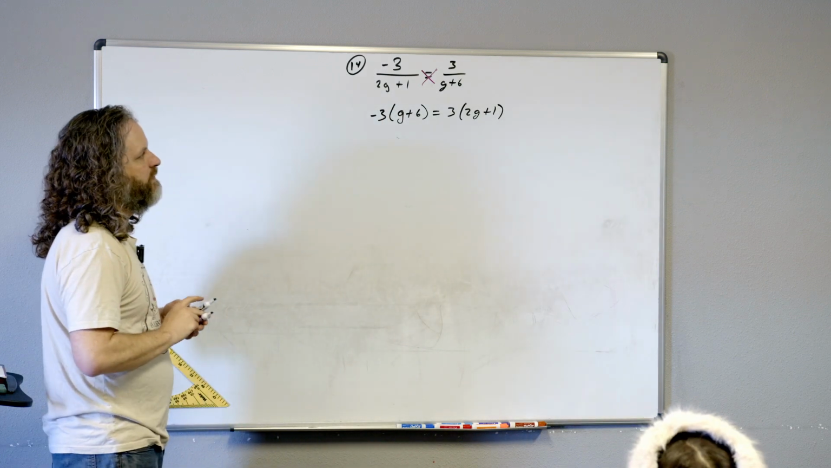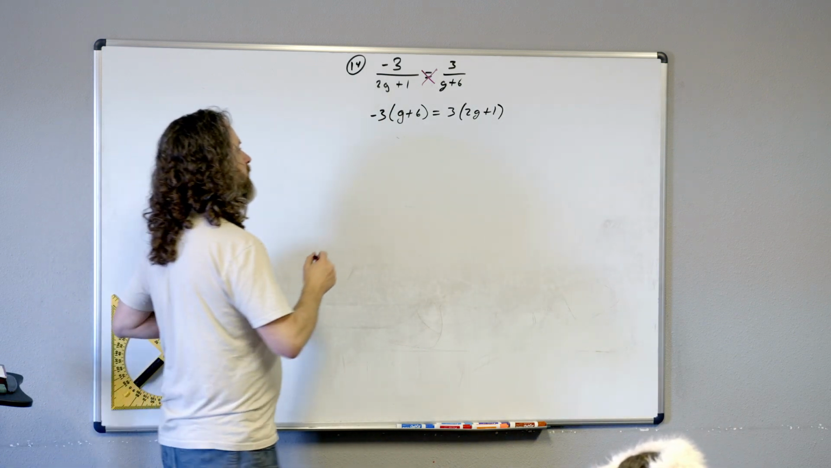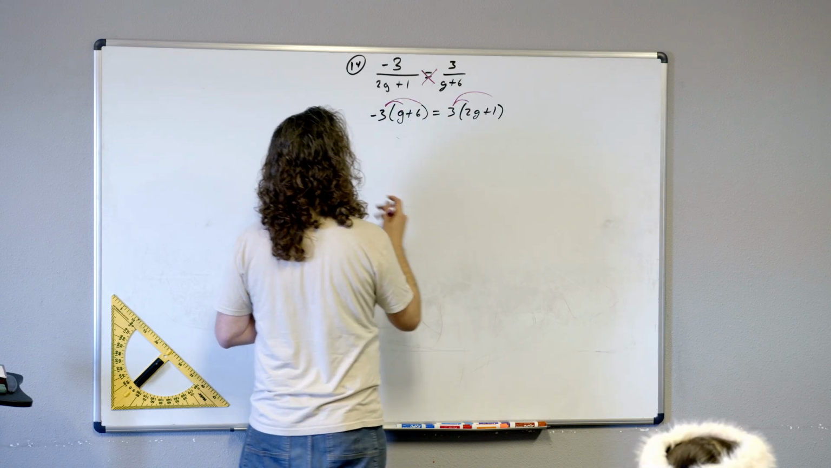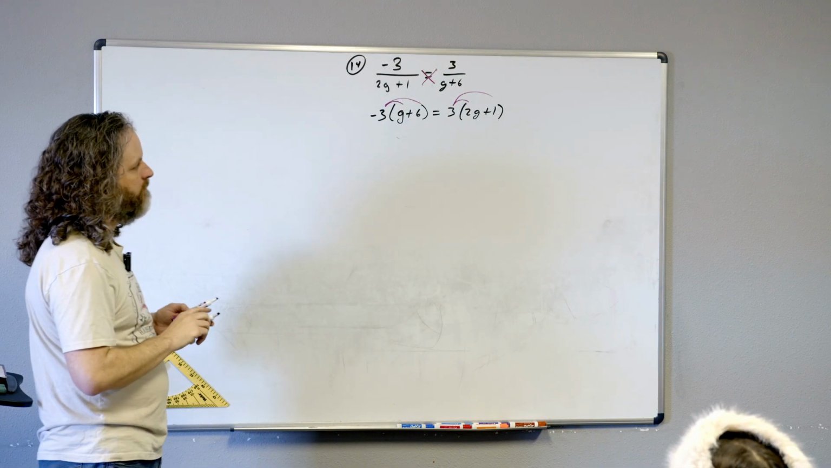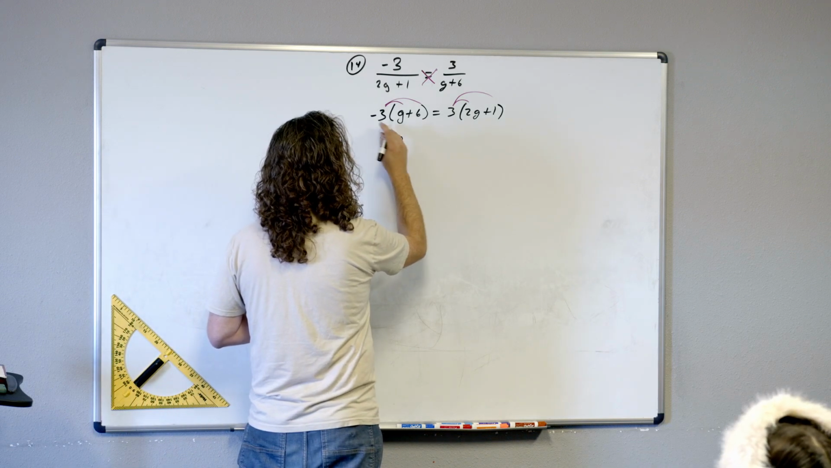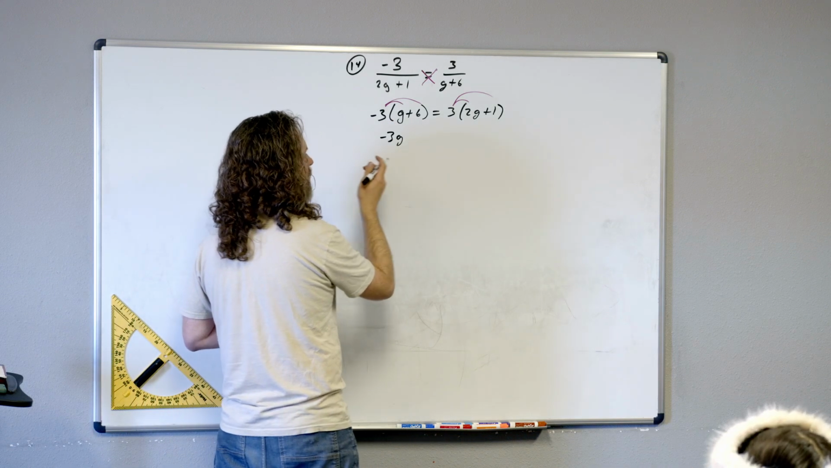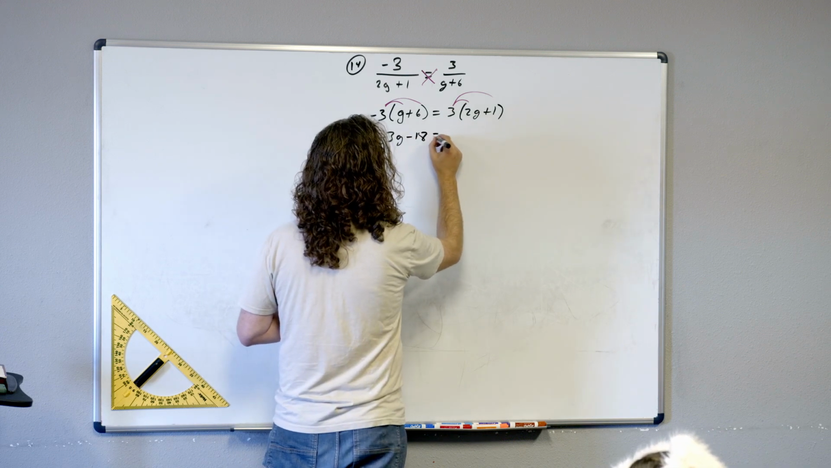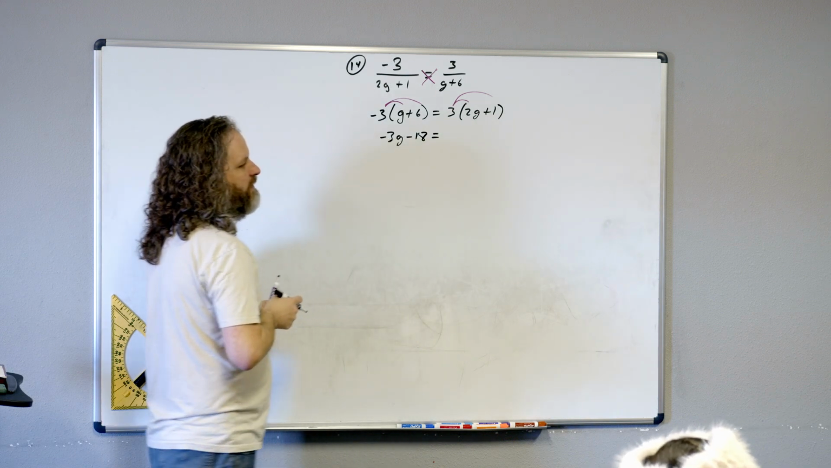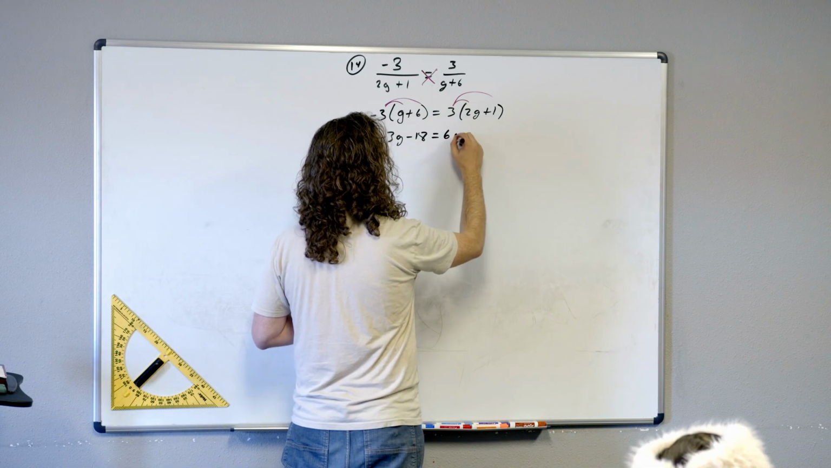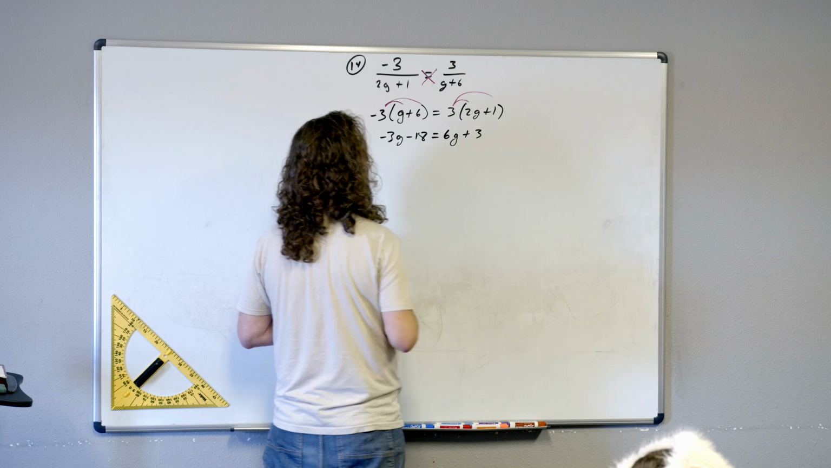Now what would we do? We would distribute, that's right. So what's negative 3 times g? Negative 3g. What is negative 3 times 6? Negative 18. What's 3 times 2g? 6g. And what's 3 times 1? 3. Now what?